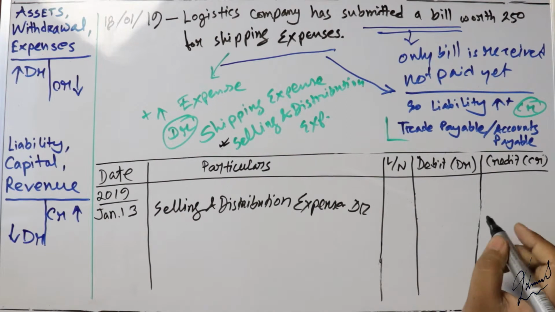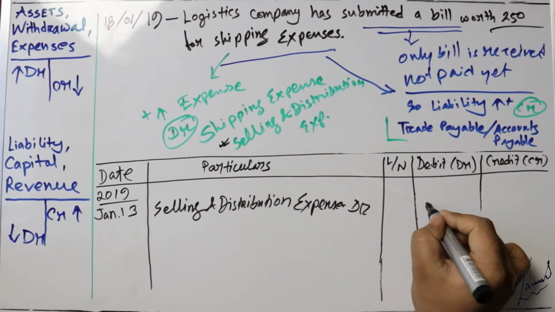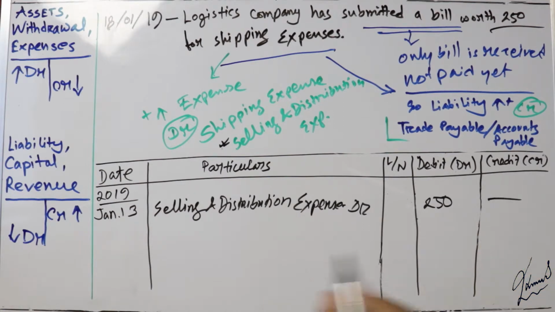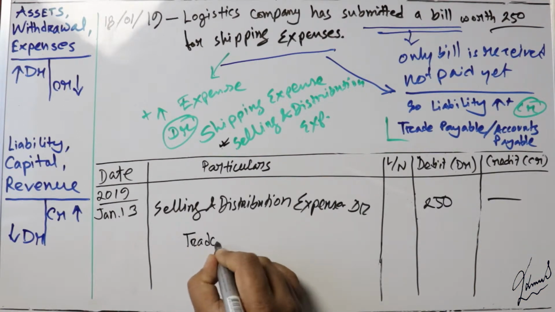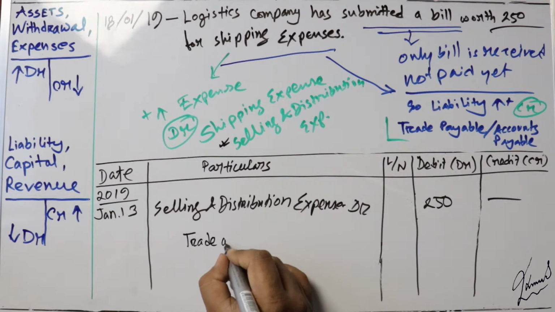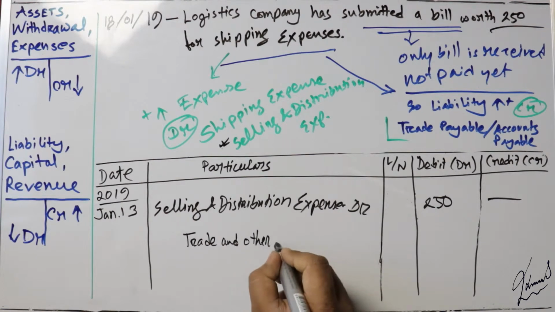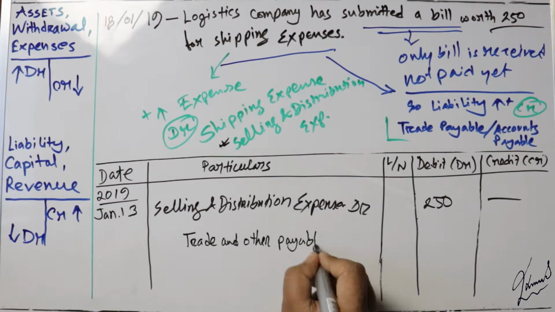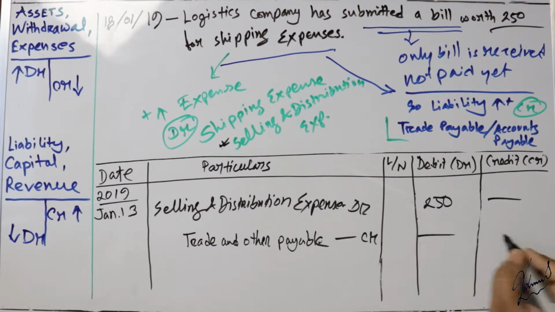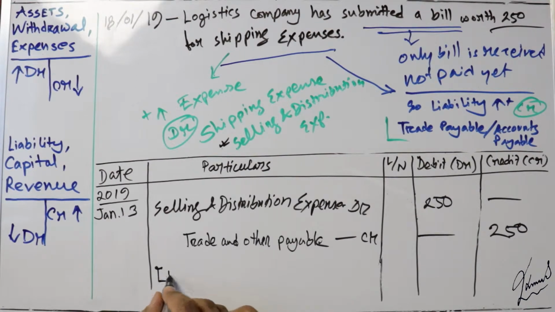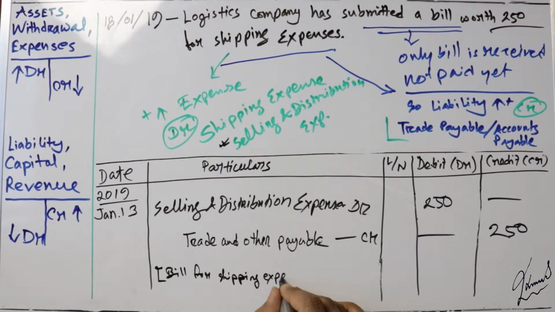Debit, and the amount will be 250. So put 250. Then we have our credit account, that is trade and other payable. This is a very common term, trade and other payable, and accounts payable is also a very common term because this is related to trade, so I will use trade payable. So put a short note: bills for shipping expenses have been received, or we could also use shipping expenses have been incurred but not paid yet.